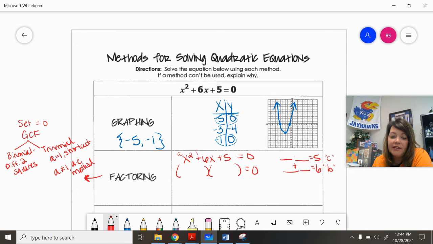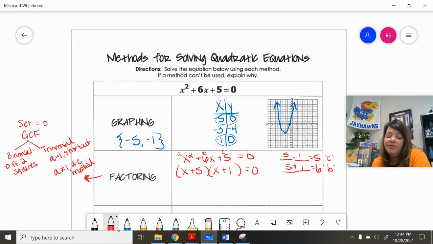Okay, here's A, here's B, and here's C. So this is x, and then these two numbers that multiply to 5 and add to 6. I'm going to use 5 and 1 because 5 times 1 is 5 and 5 plus 1 is 6. So this is plus 5 and plus 1. Now to actually solve from this state, I'm not done. You can't stop here, okay?